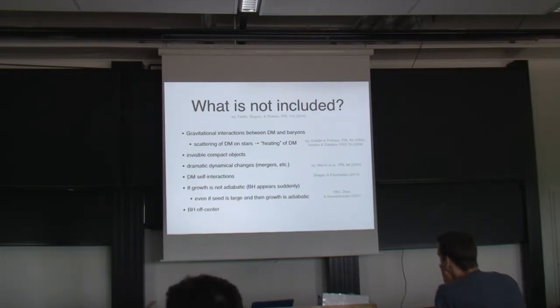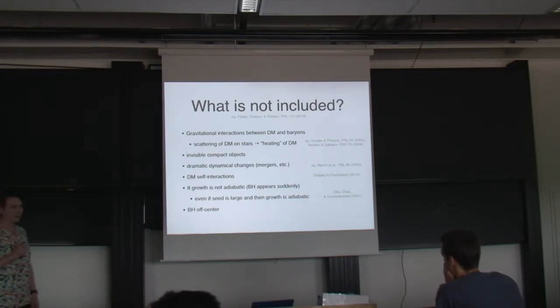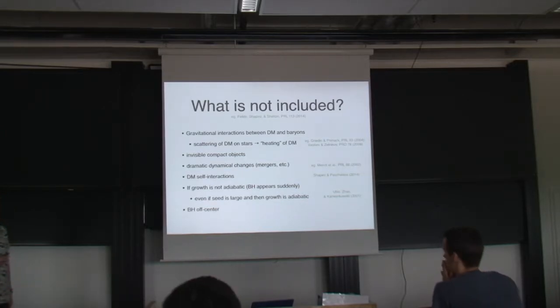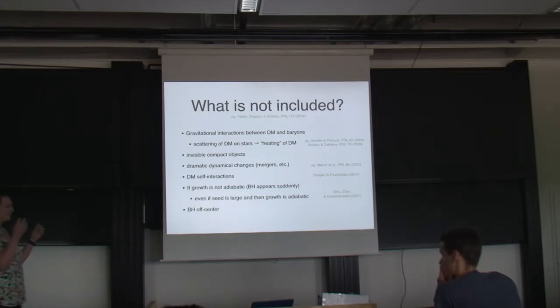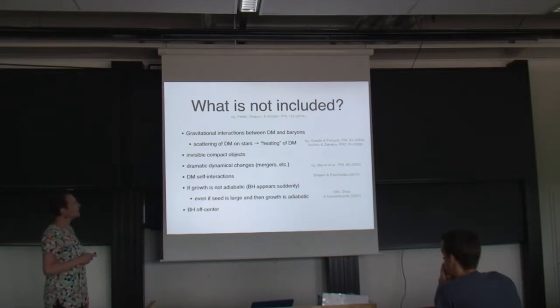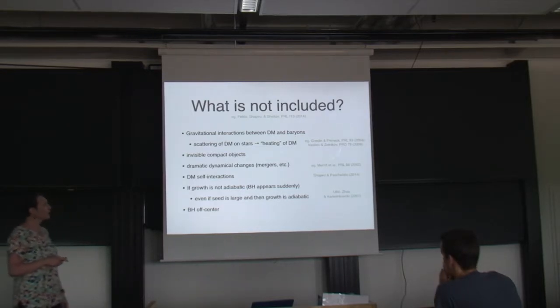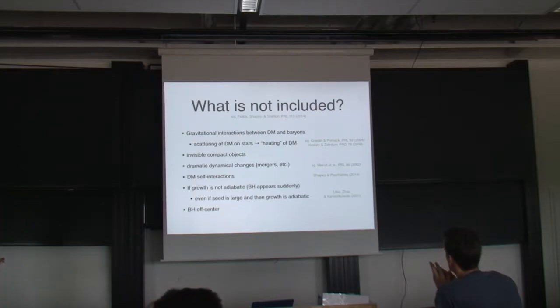So one thing that is not included are gravitational interactions between the dark matter and the baryons. And the main way that this comes into play in the very inner part of the galaxy is through scattering of dark matter on stars. Basically, the stars are big and they're also moving, and so dark matter and stars interact gravitationally, and people call this heating of dark matter. And there are a couple different prescriptions for how that might happen.